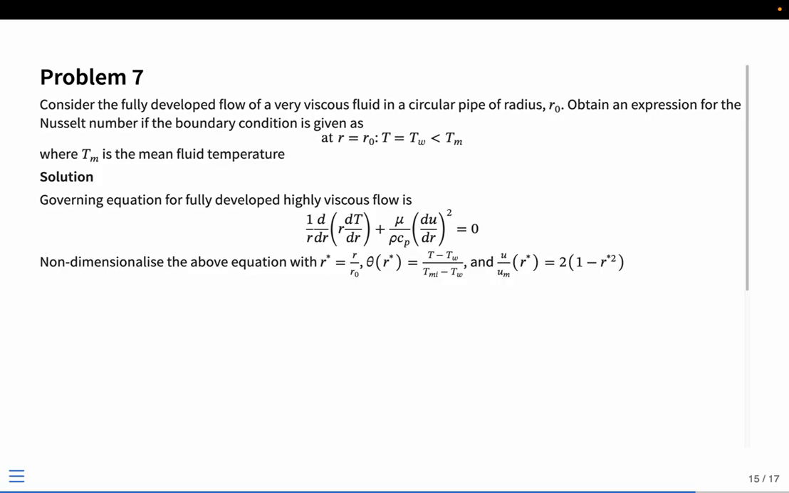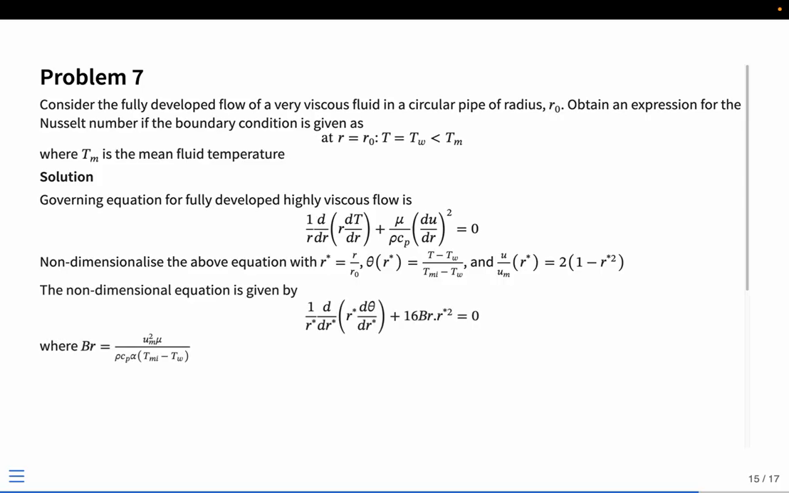So the first step is to non-dimensionalize the equation and identify what are the important non-dimensional numbers that are coming up here. The only non-dimensional number that matters here is the Brinkman number, which is given by mu um square by rho c alpha into Tmi minus Tw. This is again a very special case.